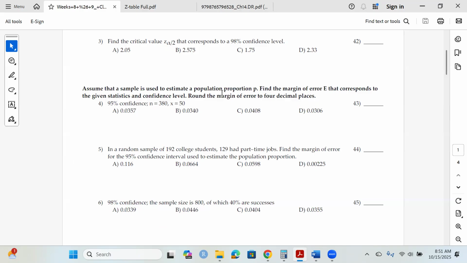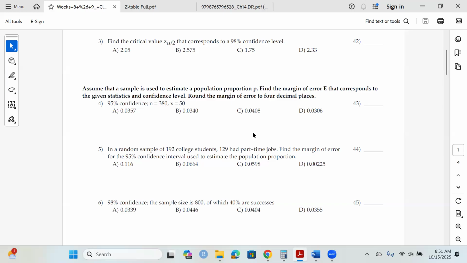Margin of error, blah, blah, blah, assumed sample. They want the margin of error. Okay, find the margin of error. We know right away that the critical value for a 95% confidence interval, and you should know this one, this should be memorized, is 1.96. You can go through the process of looking it up in the table or wherever. We know that our n, or sample size, is 380, and we're looking at 50 successes.